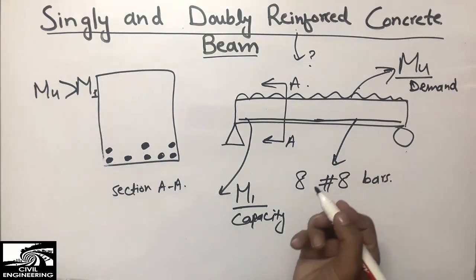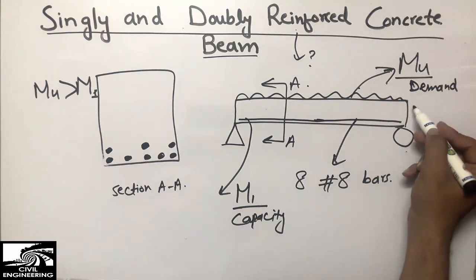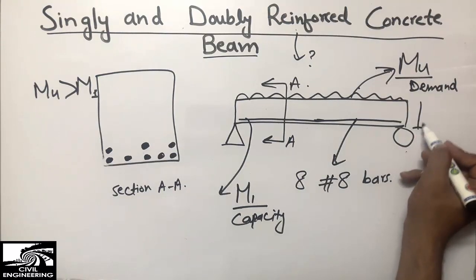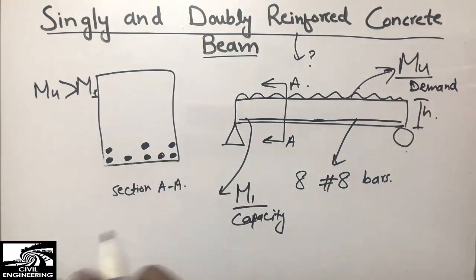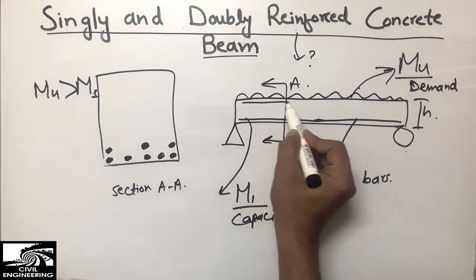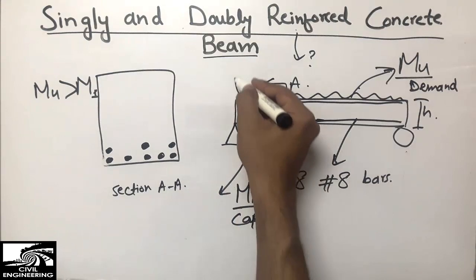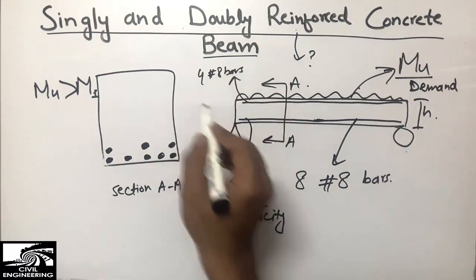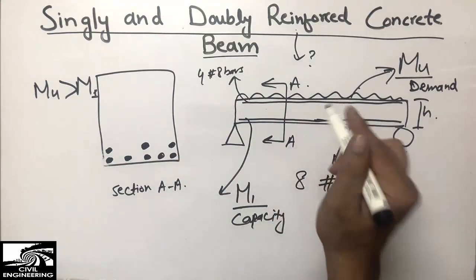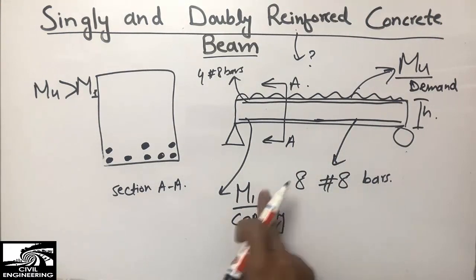So what should we do here? If we have some restriction on the beam, such as the headroom or some other restriction on the height of the beam, and we are not allowed to increase the height of the beam, what we should do is go to the doubly reinforced beam, in which we also place reinforcement at the top of the beam section like this. So for example, I put here 4 number 8 bars, right? I also put 4 number 8 bars in the top of the beam. We now call it a doubly reinforced beam, because the capacity of just the singly reinforced beam was not able to resist the demand.